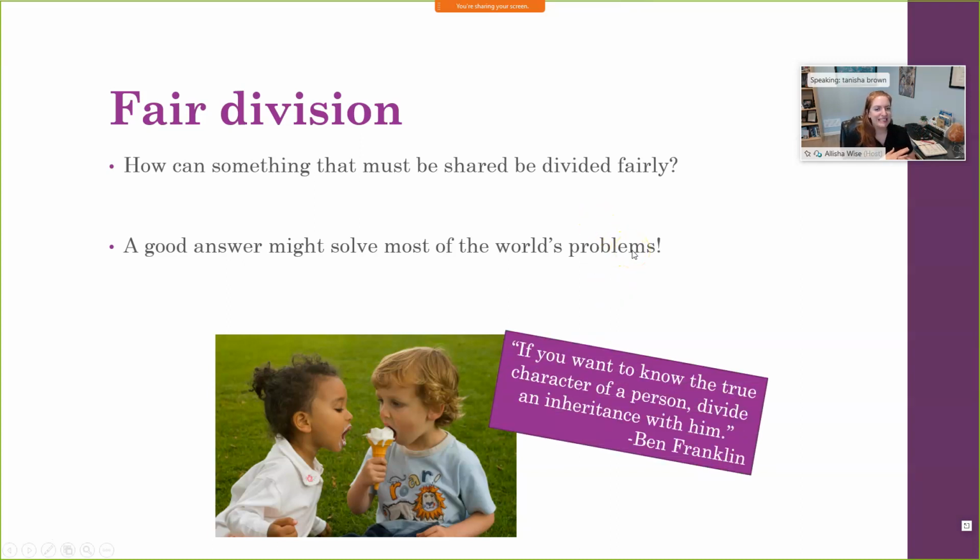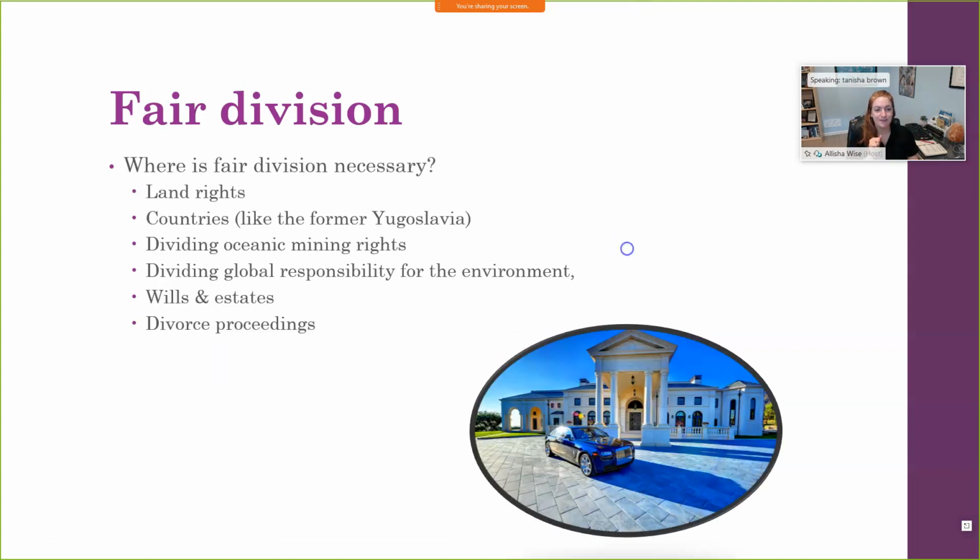So Ben Franklin said, if you want to know the true character of a person, divide an inheritance with him. So if you've ever been divorced before, you know how fun it is to divide your goods. It is not. It is not.